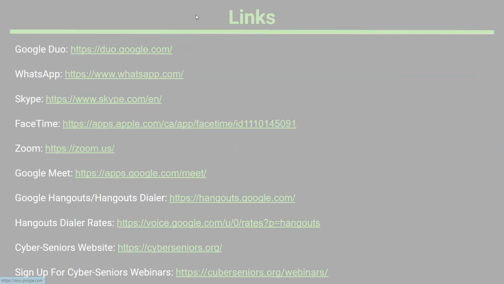Okay, there are lots of links. There are Google Duo, WhatsApp, Skype, FaceTime. There are a lot. So you can visit their website and choose which one you want to use.